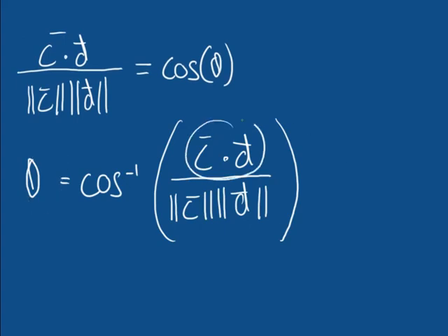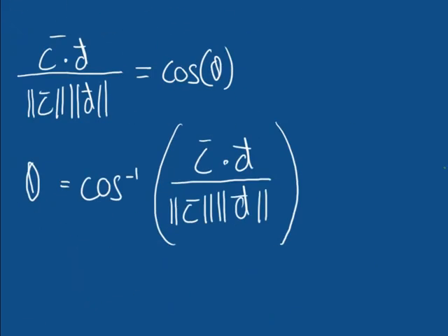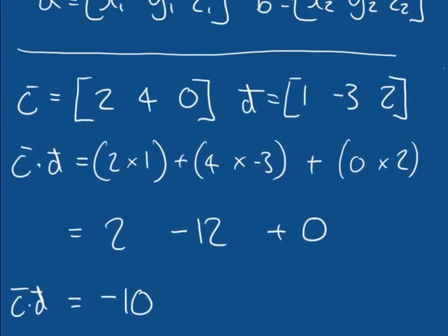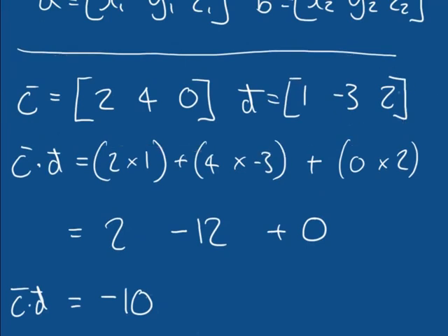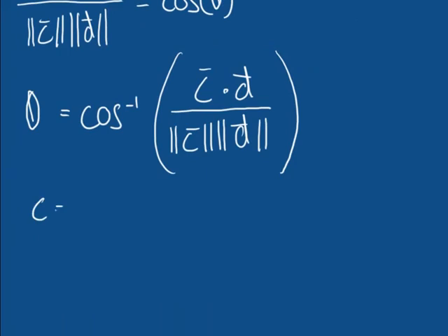Now we've already said that we know the value of c dot d. We know that c dot d is equal to negative 10. So we also need to find the magnitude of c and the magnitude of d. So what I'm going to do is rewrite our two vectors down where we're working so we can refer back to them without scrolling too much. So c is equal to 2, 4, 0.